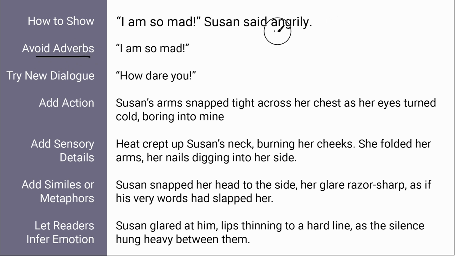If you look at the adverb here, angrily, do we even need that? Why would you have to explain it even further?